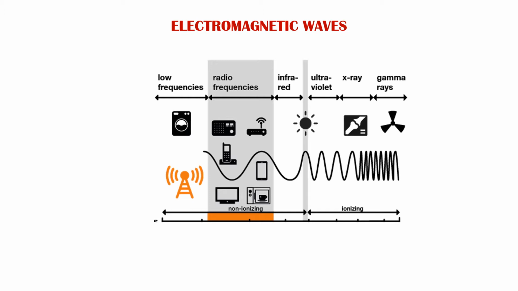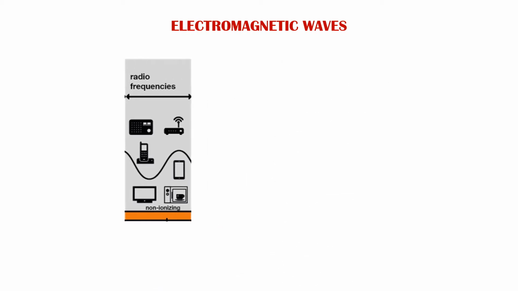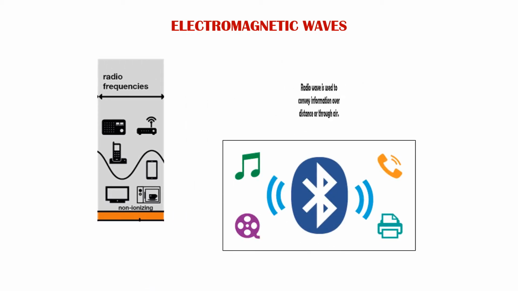Electromagnetism field is known due to its ability to convey information over distance or through air. Most electromagnetic waves are radio wave, which is also known as radio frequency. Radio waves have a wide spectrum ranging from 10 kHz to 300 GHz.